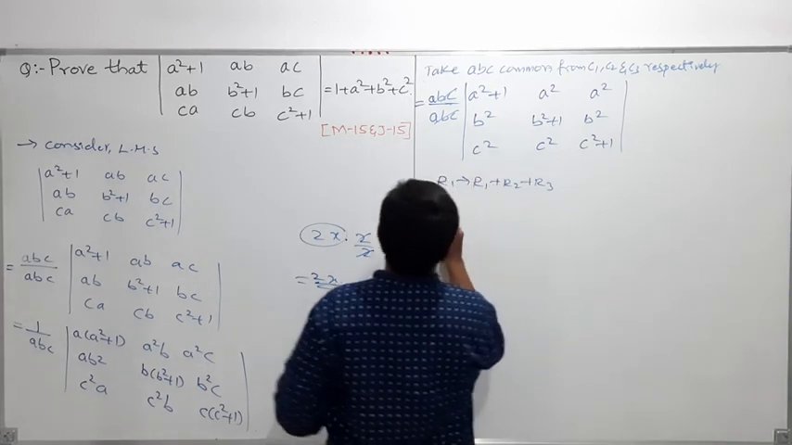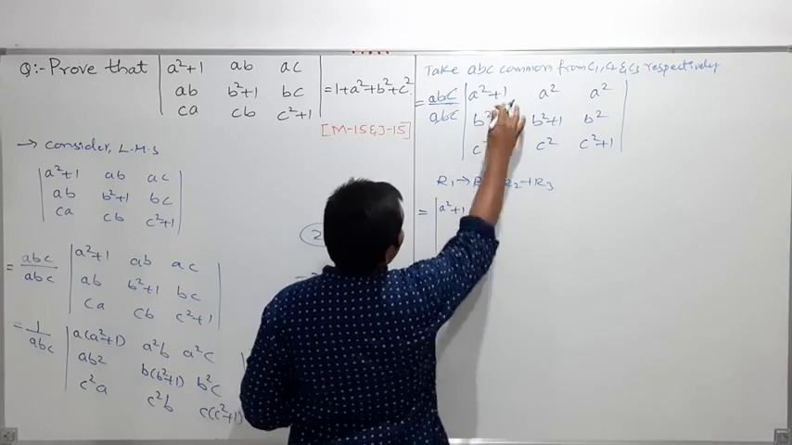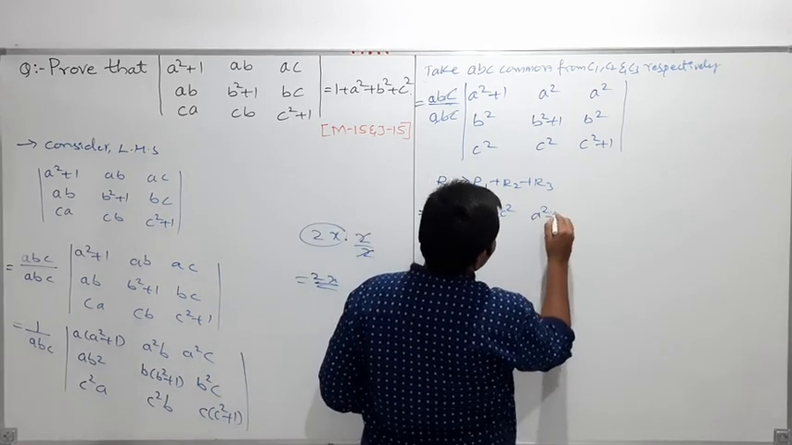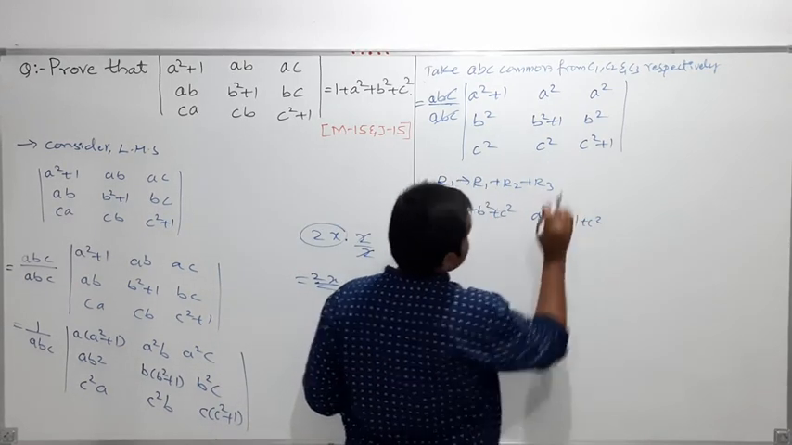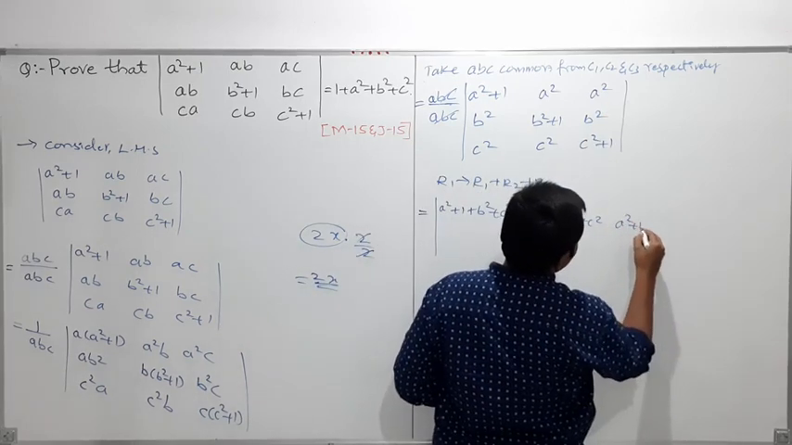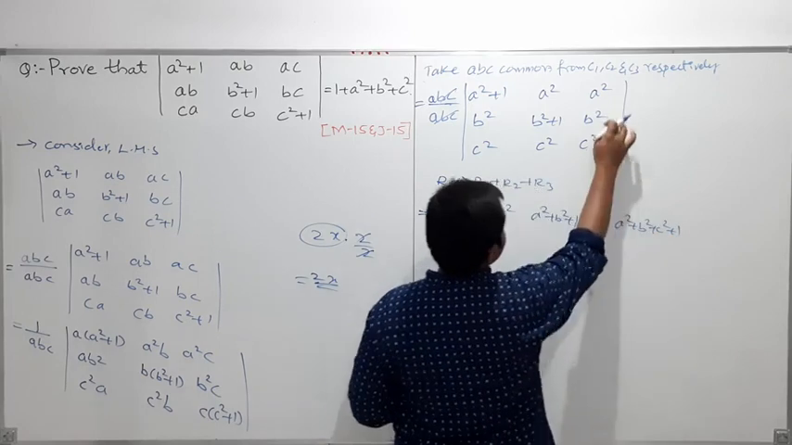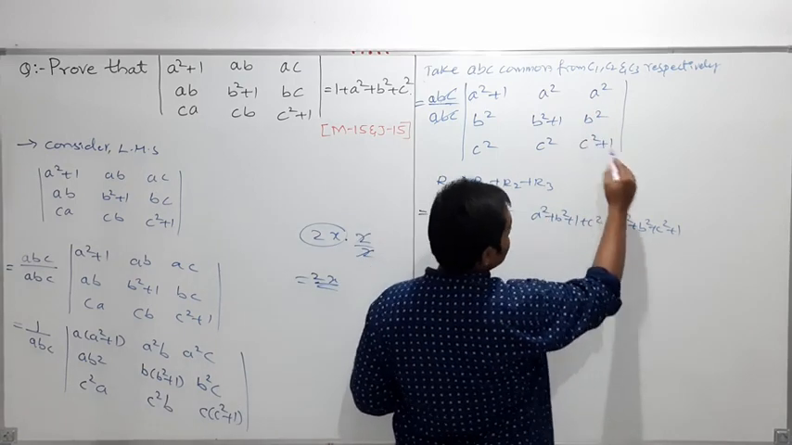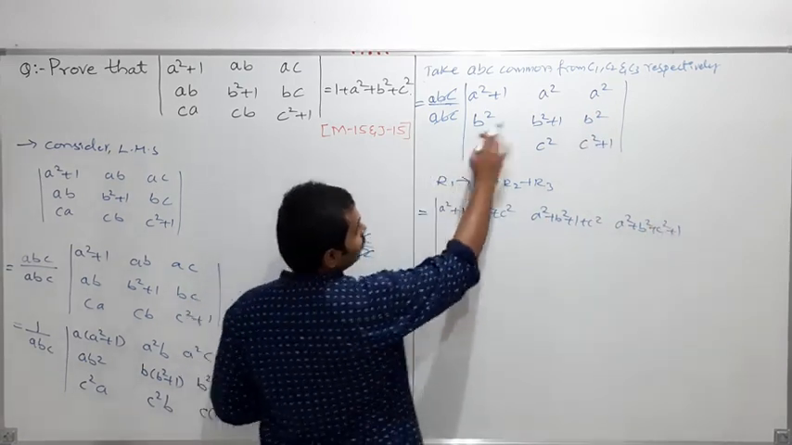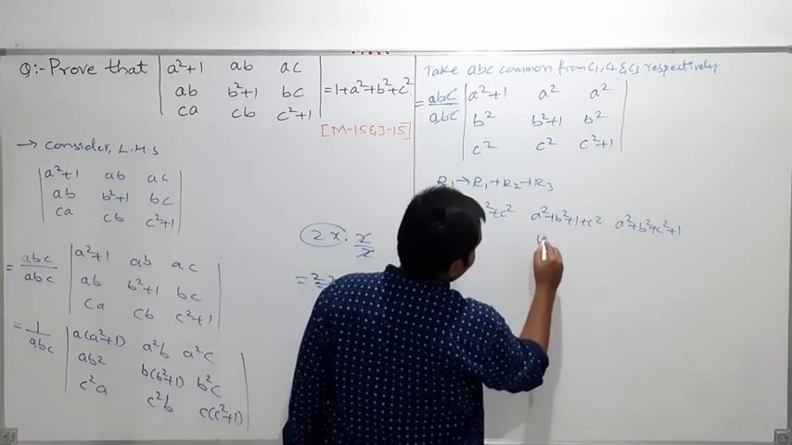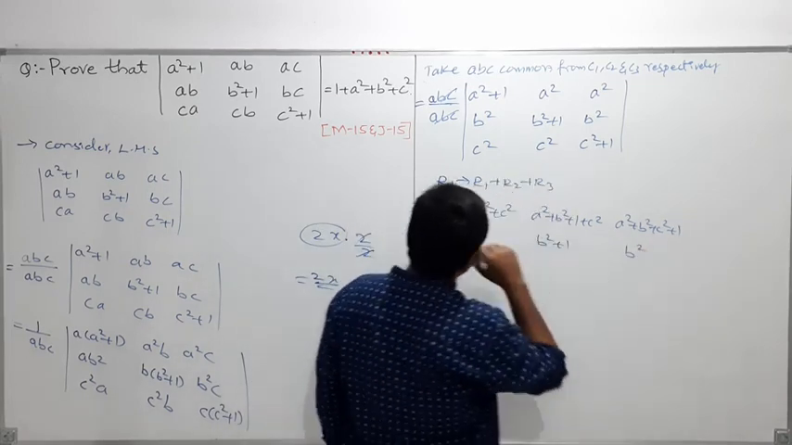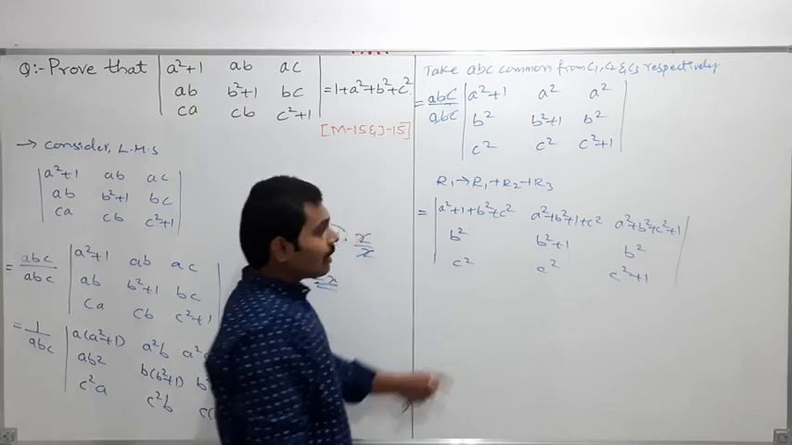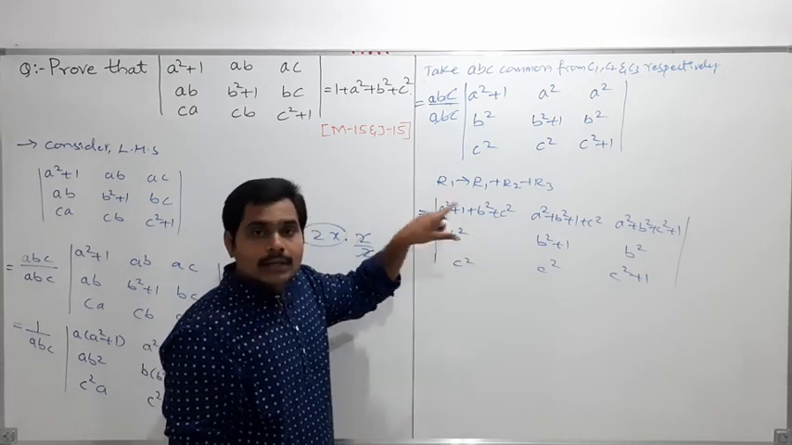Clear? So now my dear students, this will become a square plus 1 plus b square plus c square, and here also a square plus b square plus 1 plus c square, and next a square plus b square plus c square plus 1. I am adding all this. Row 1 changes to row 1 plus row 2 plus row 3. This element plus this element plus this element. Clear? And row 2 remains as it is, that is a square, b square plus 1, c square, and next row 3 is a square, b square, c square plus 1. Clear?